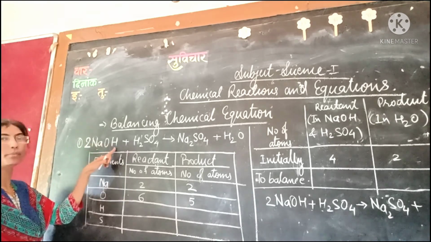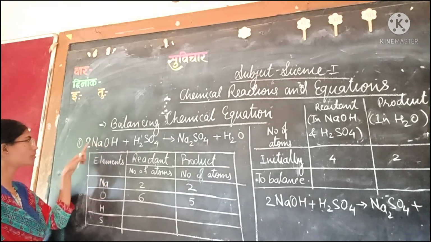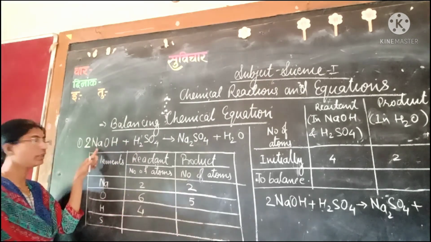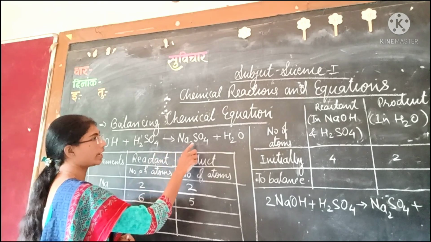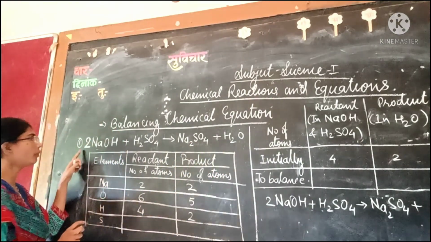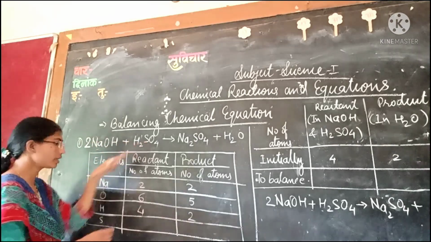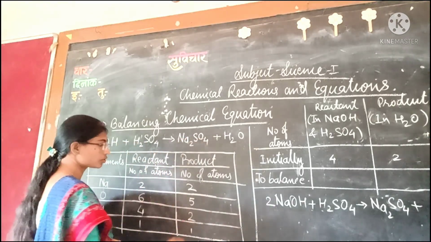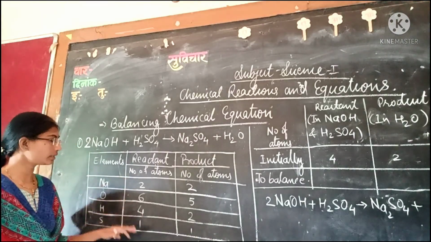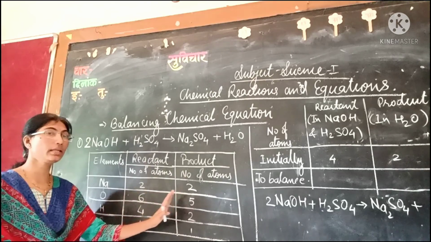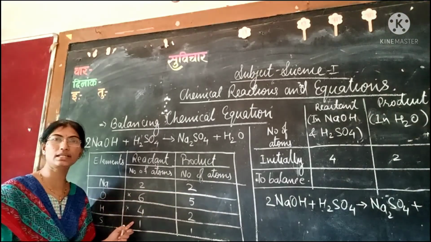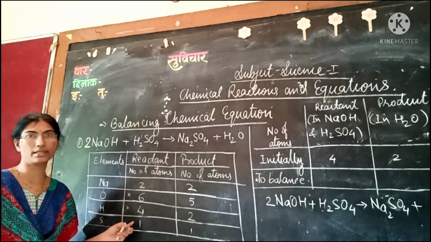Now we'll check the number of hydrogen atoms. Hydrogen atoms are 2 plus 2, 4 on the left hand side, and on the right hand side there are 2 hydrogen atoms. Now we'll check the number of sulfur. Here it is 1, on the right hand side also it is 1. So in this way again we'll do this table. Check the table. We can see that the oxygen and hydrogen both are still unbalanced. So again we have to balance the equation.